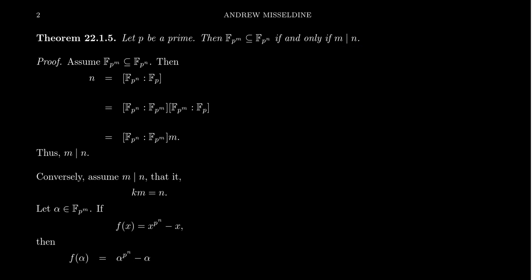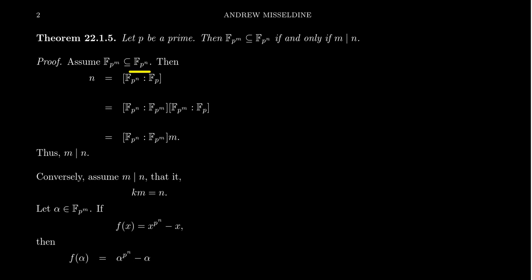So assume the first direction. Suppose that one Galois field is contained inside the other. So we have the field of order P to the M contained inside of the field of order P to the N. Now, this field containment, this field extension implies a vector space argument as well. That is, we can view this as a subspace of this vector space. Both of them are vector spaces over the base field F_P.